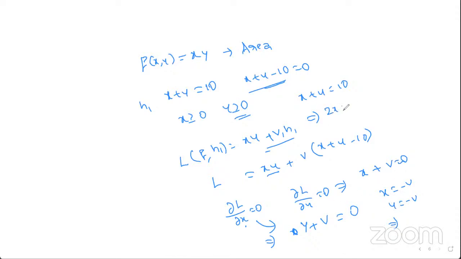If you solve it, 2x equals 10, x equals 5. Since we got this x equals 5 case, what you get is v as minus x, or minus 5, which is going to be minus 5. So x is 5, and we got y as 5, which gives the maximum area possible as 25.